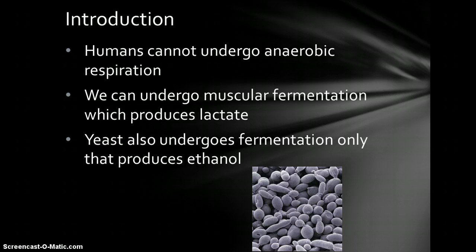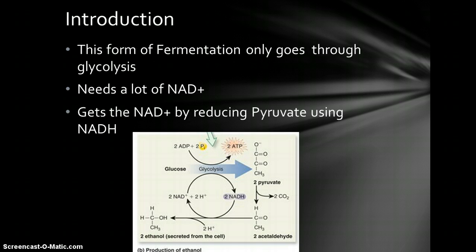We can undergo, however, muscular fermentation, which produces lactate. And yeast also undergoes fermentation, but it produces ethanol, so it's a slightly different process. So the type of fermentation that we are experimenting with here, we will end up with ethanol, because we were testing with yeast and the different sugars.